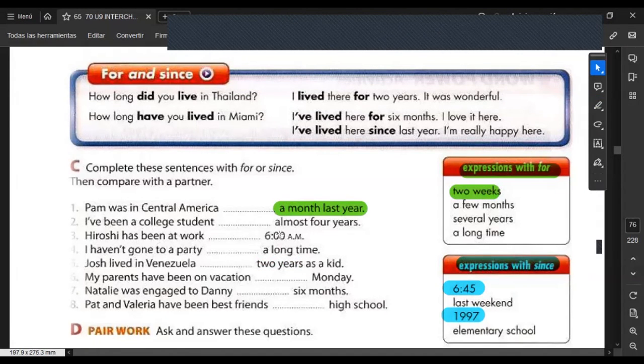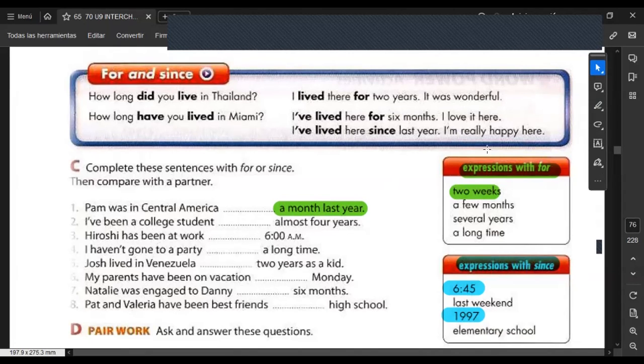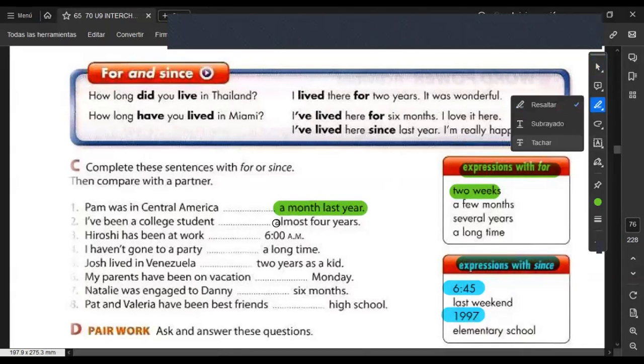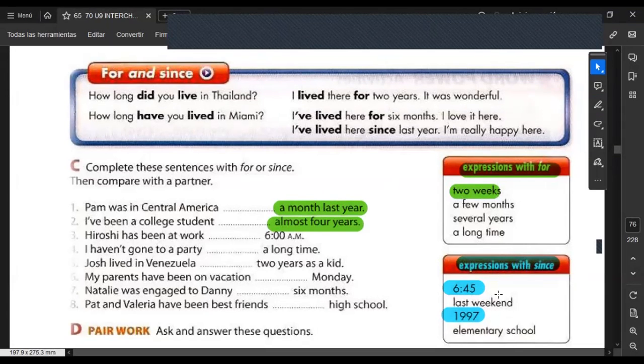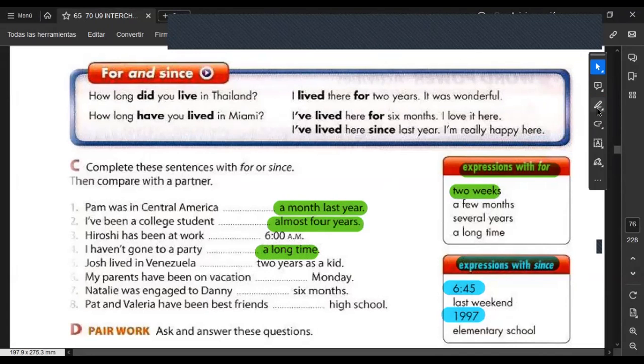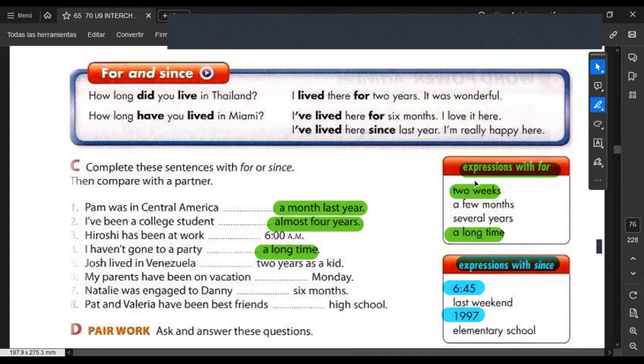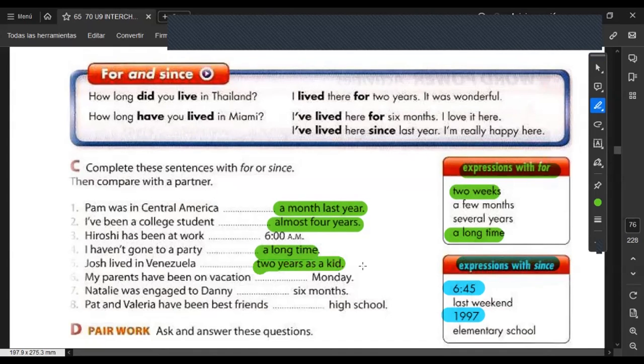Okay, vamos a ver. Almost for 4 years. Por casi 4 años. Iría con for. Okay, very good. 6 a.m., for or since? Since. Vamos a ver. A long time. For, porque ya lo tenemos aquí, miren. A long time. Ahorita estamos viendo cuáles van con for. For 2 years as a kid. For, porque dice que vivió en Venezuela. O sea que ya no vive allá como un niño.